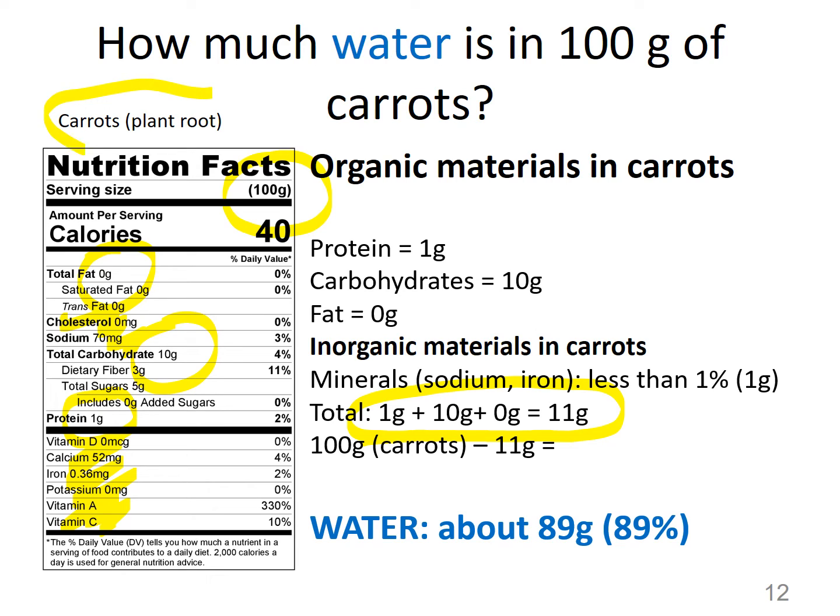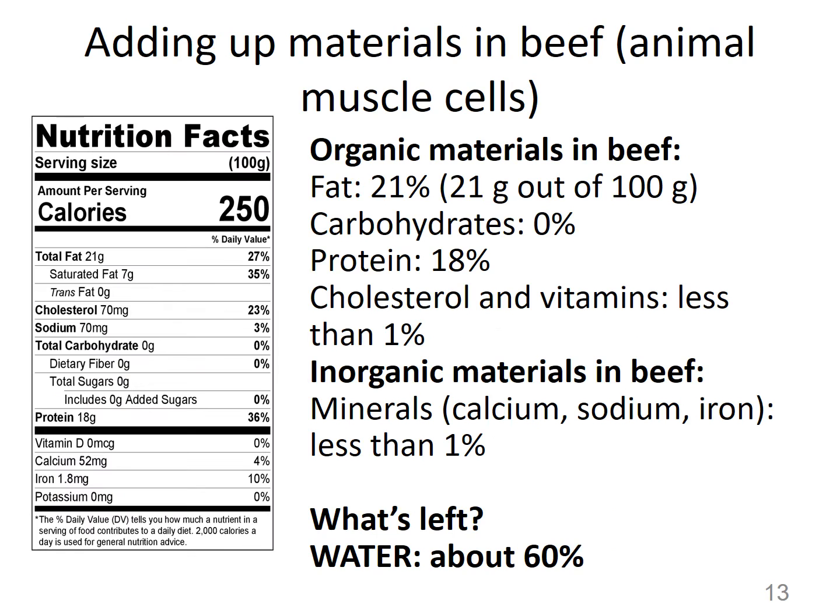So plant roots, like carrots, often are anywhere upwards of 85 to 90% water. So that's true of carrots. Let's think about muscle cells, like beef. If I look closely, I will see that there are 21 grams of fat. I see that there's 0 grams of carbohydrate right here. I see that there's 18 grams of protein.